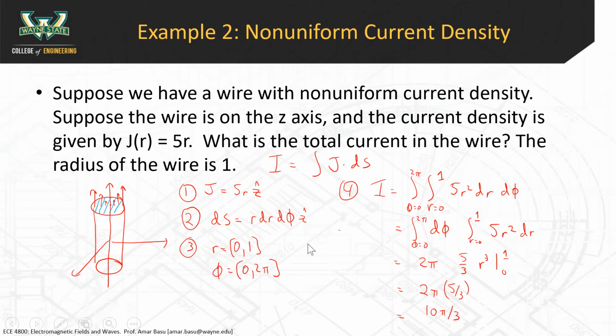So again, the strategy is to figure out what your current density is, and this was given to us in the problem. Second step is to figure out what your ds is. It has to be orthogonal to the direction that the current density vectors are moving. Step 3, you figure out the limits of integration, so you want to cover the entire cross-section of the wire. And then step 4, do the integral to find the total current. Questions? All right, good.